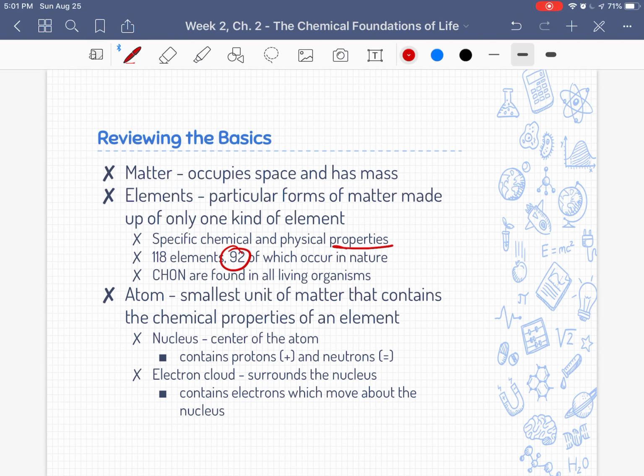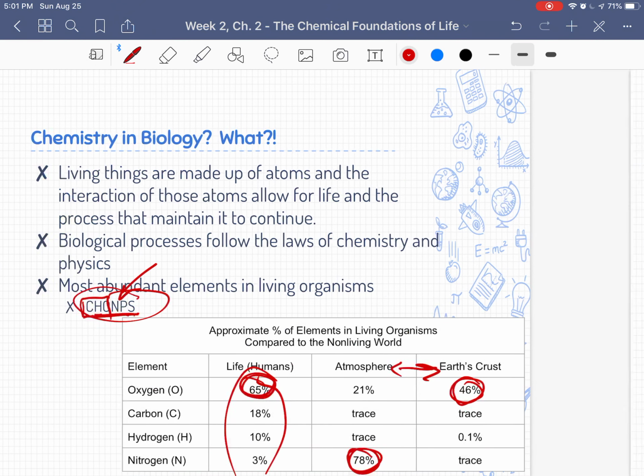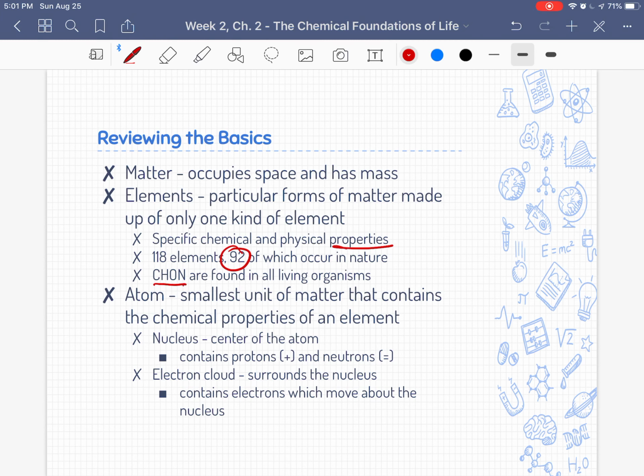And when we look at our 6 elements from this page right here, 4 of them are found in all living organisms. So that means that phosphorus and sulfur aren't found in all living organisms. So even though they're important to life, there are some life forms out there that don't use phosphorus or don't use sulfur. When we talk about elements, we identify atoms. And atoms are the smallest unit of matter that contains a physical property of an element.